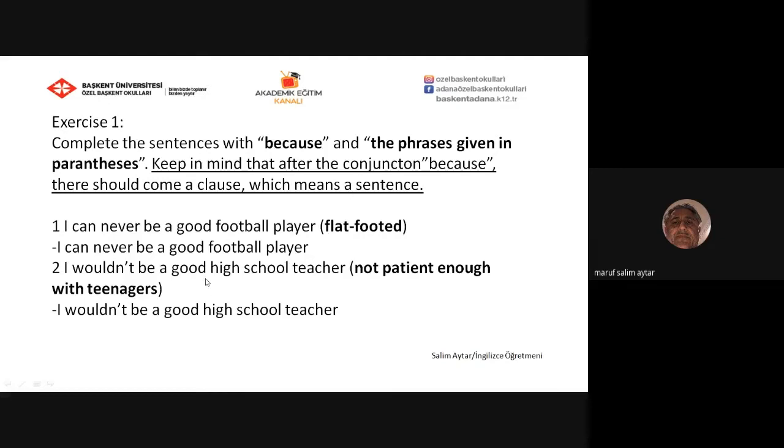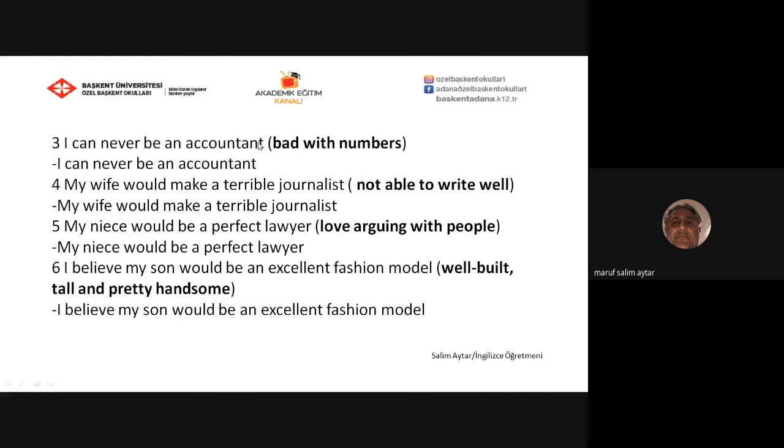I wouldn't be a good high school teacher. Why wouldn't I be a good high school teacher? Can you please explain it, making sentences with this? I can never be an accountant. Why can't I ever be an accountant? Okay? Can you use this and make an explanation why I can never be an accountant?